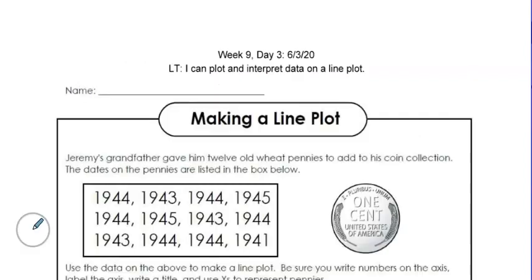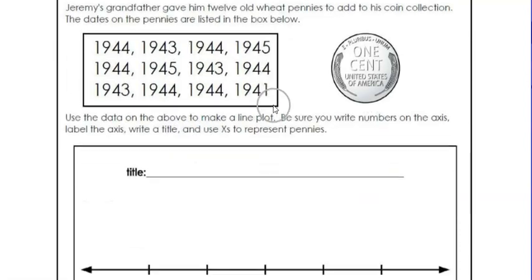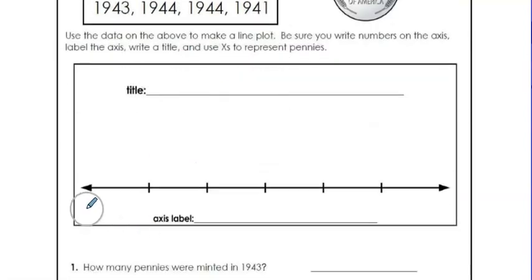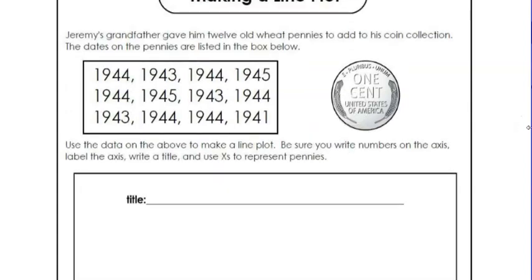Looking at page 10, this is day 3, June 3rd. This is where you're going to be making a line plot. This title section is going to be talking about what it is that you're even working on. Jeremy's grandfather gave him 12 old wheat pennies to add to his coin collection. The dates on the pennies are listed in the box below. Use the data above to make a line plot.